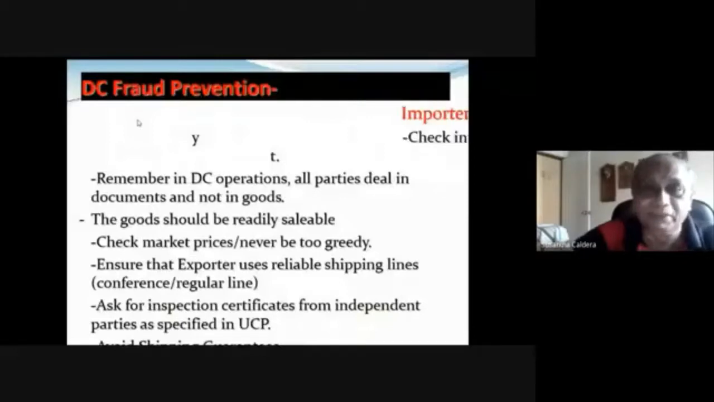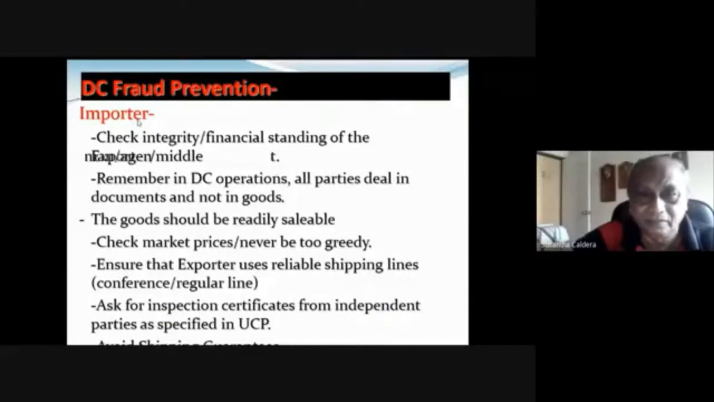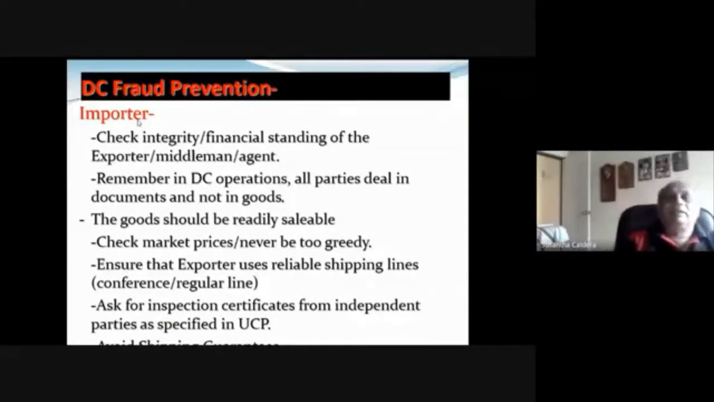Fraud prevention. Right. How to prevent the frauds with importer? Check the integrity, financial standing of the exporter, middleman or the agent. Right? Those are common things. Remember, in these operations, all parties deal in documents and not in goods. Right?